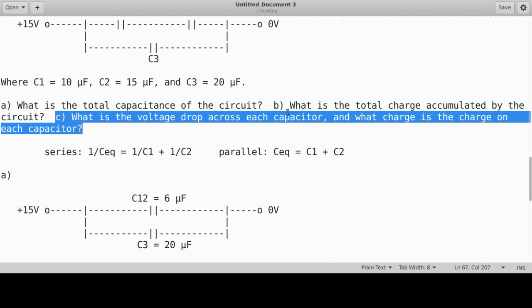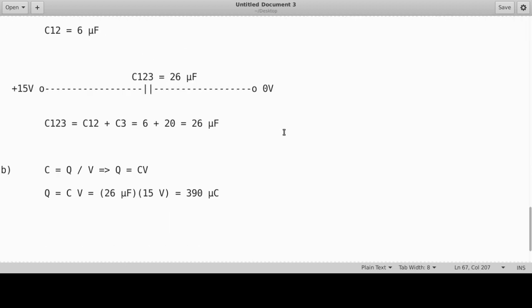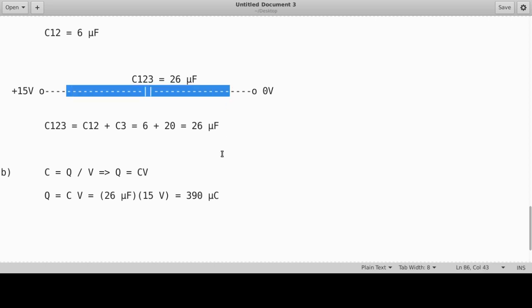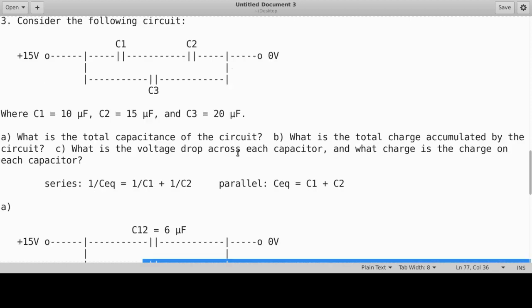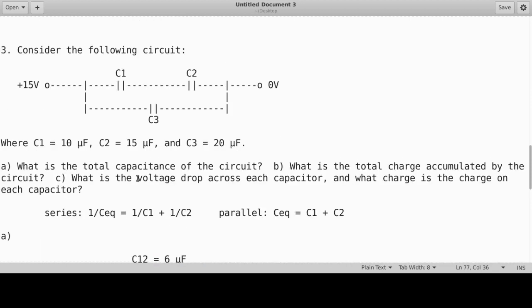Okay. And so for this one, we have to kind of work backwards here. We got to start from this one, and then work backwards to this one, and then work backwards to this one. Okay. And let me just explain something about voltage drop, because I think this is something I've seen causes problems with students.